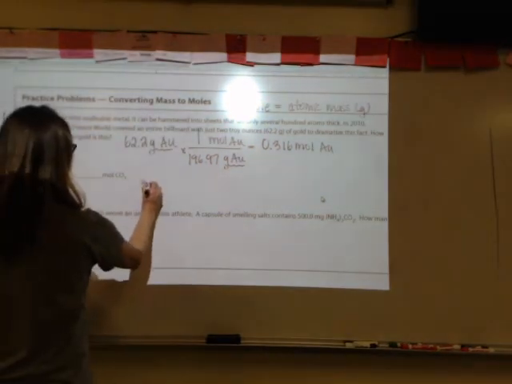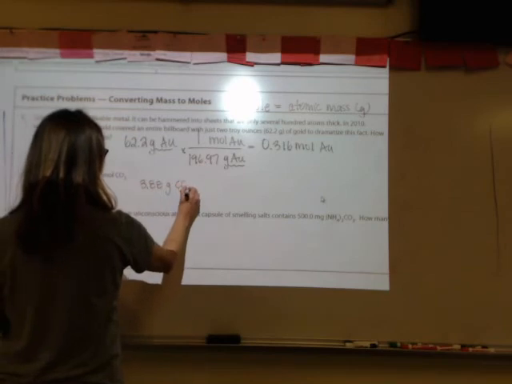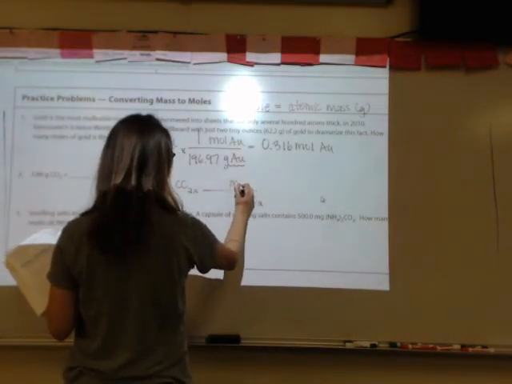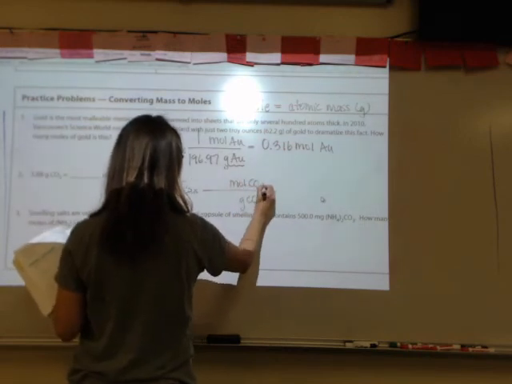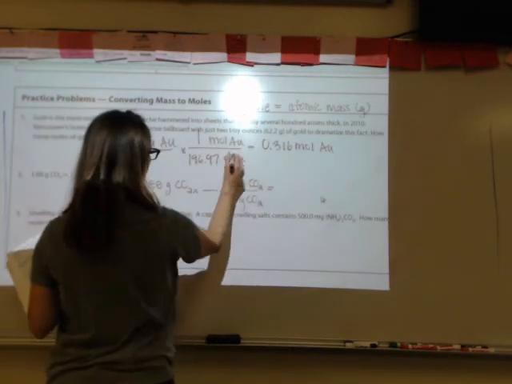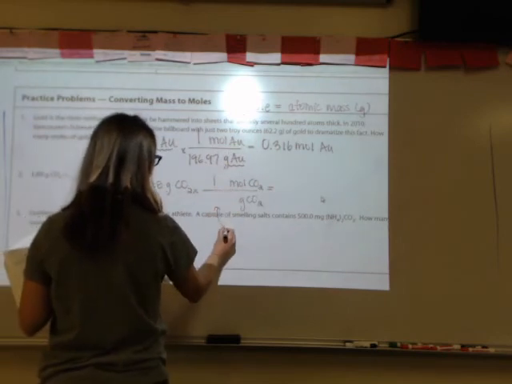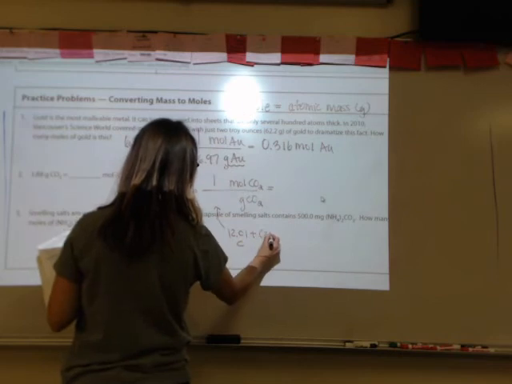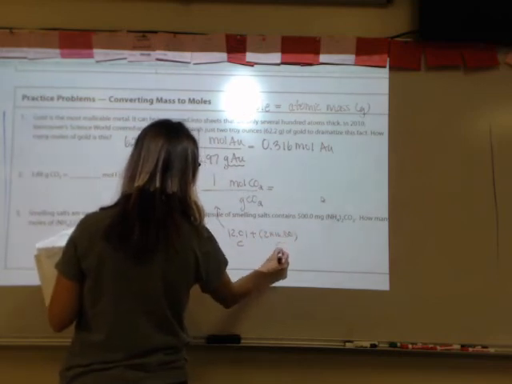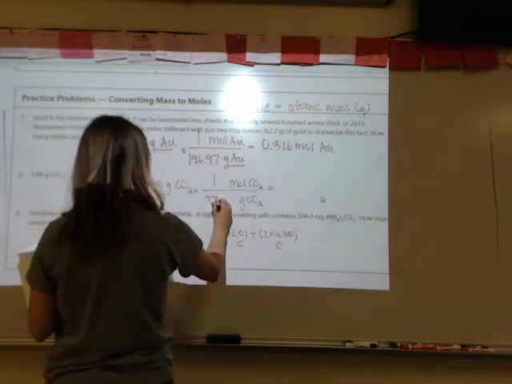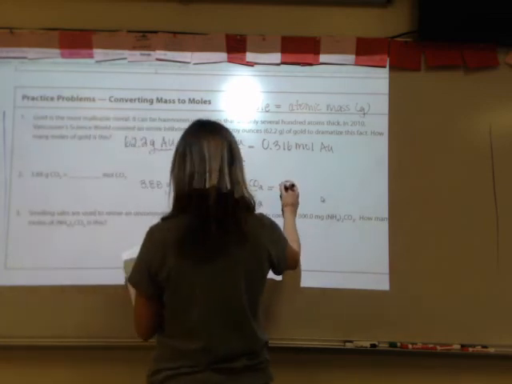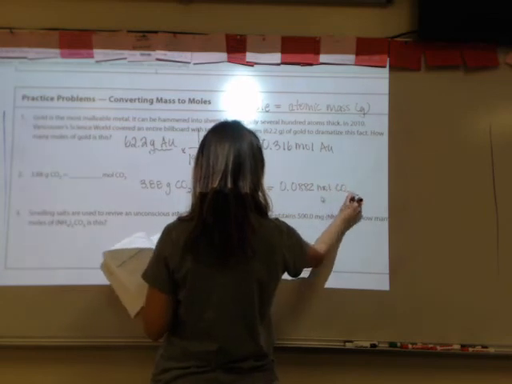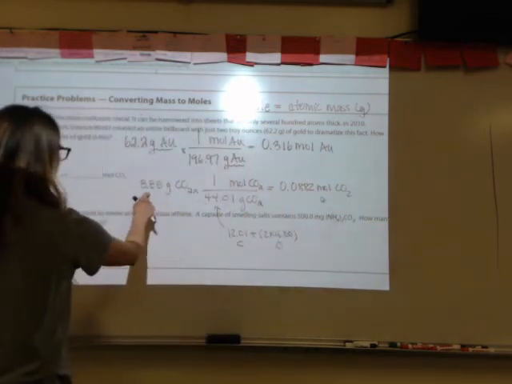Number 2, 3.88 grams of CO2. Grams of CO2 is on the diagonal, so I can cancel it. Moles of CO2 is on top. The number 1 goes next to moles. The number that goes next to CO2 is from the periodic table. Carbon is 12.01. I have 2 oxygens at 16 each. When I add that together, I get 44.01, and this is 0.0882 moles of CO2. 3 sig figs, 3 sig figs.